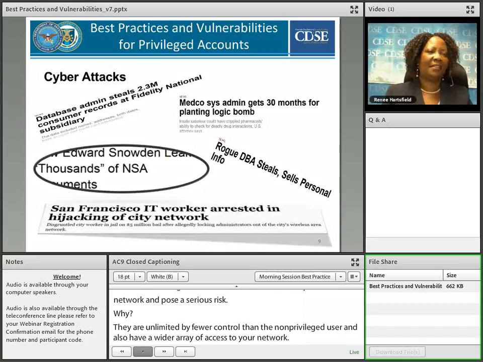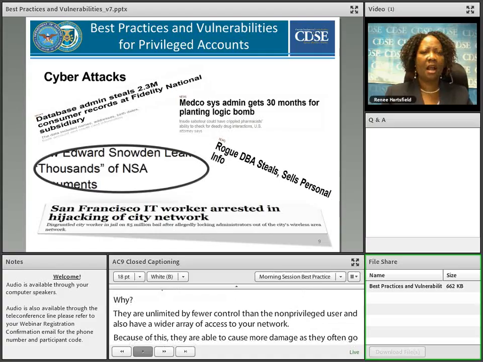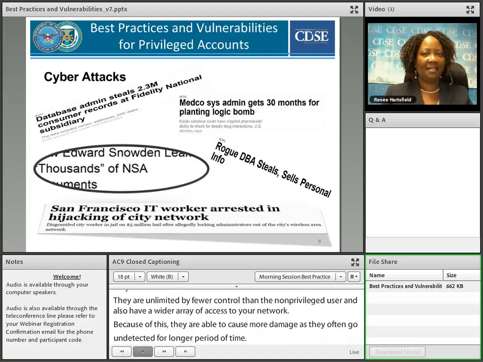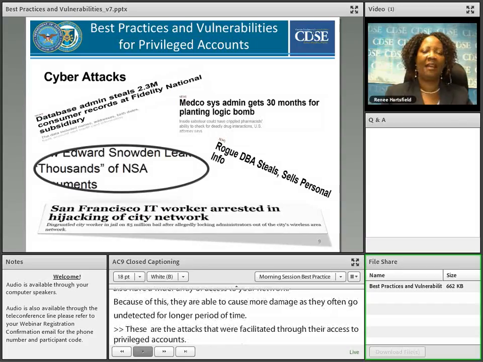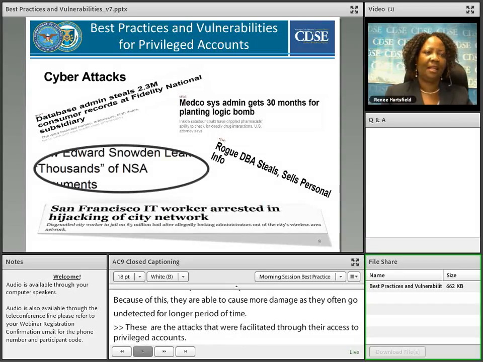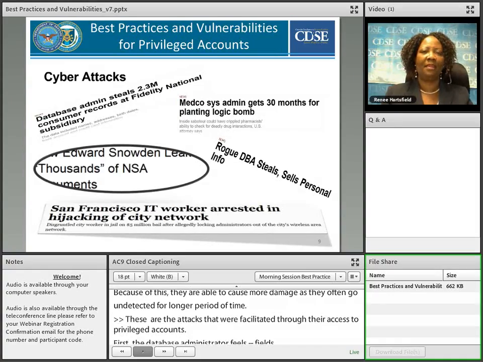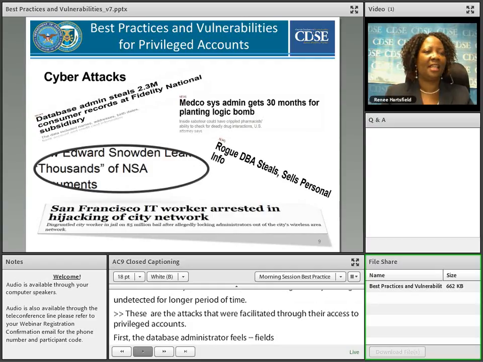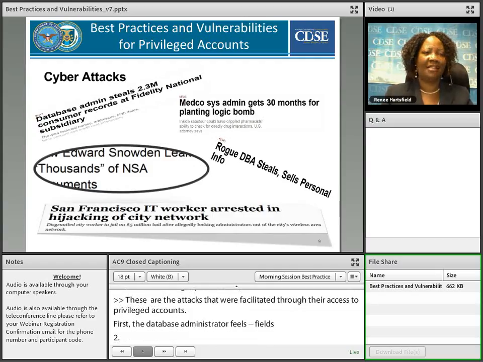I put together some headlines from cyber attacks that were in the news. These are attacks that were facilitated through access to privileged accounts. Let's take a look at them. First, the database administrator steals 2.3 million records at Fidelity National subsidiary. How about Medco's system administrator gets 30 months for planning logic bombs? And let's not forget the infamous Edward Snowden leaks thousands of NSA documents.